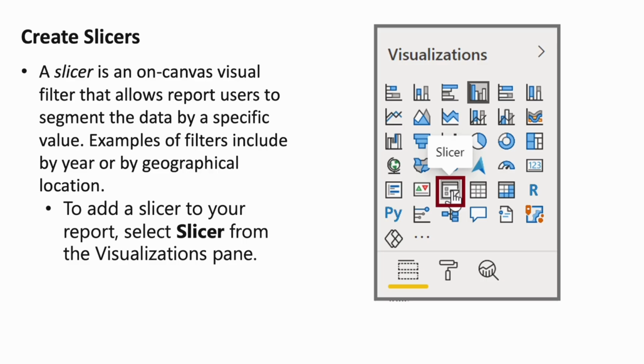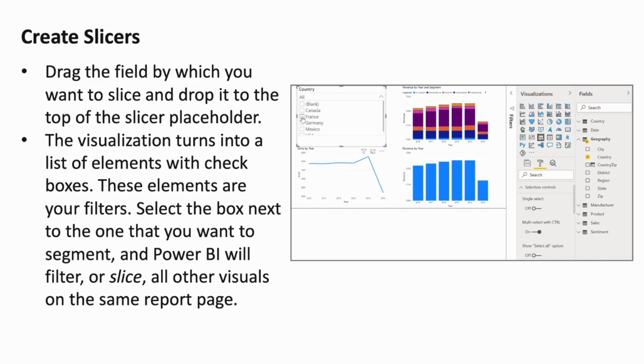Add a slicer visual to filter data interactively. Example, filter by year or region. Place the slicer on the canvas and map the field. Drag the field into the slicer. Check boxes appear for values. Select one or multiple to filter other visuals dynamically.